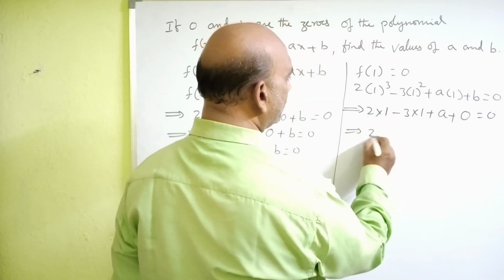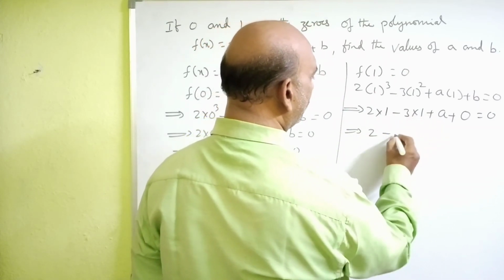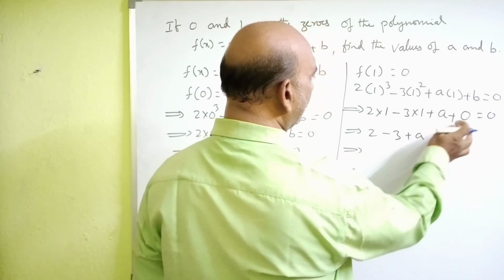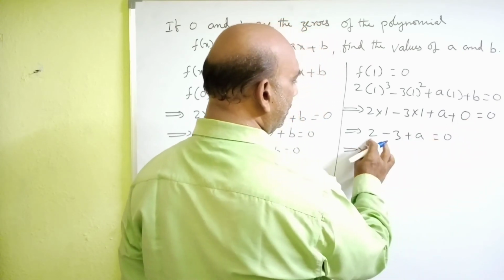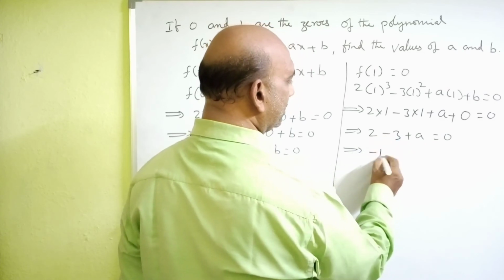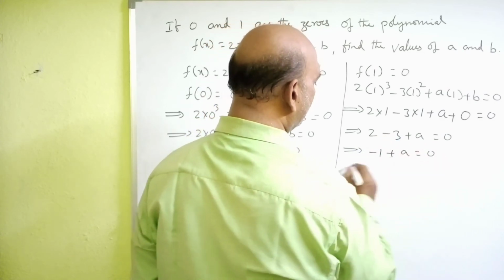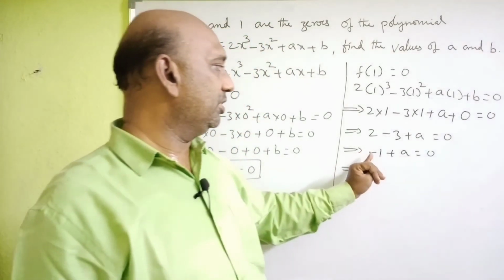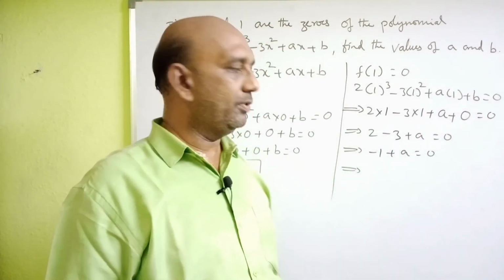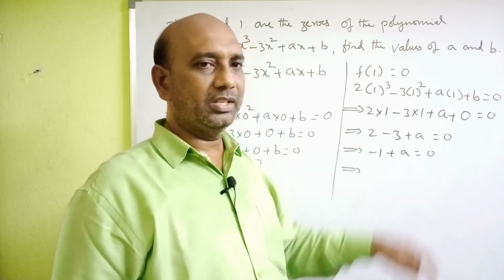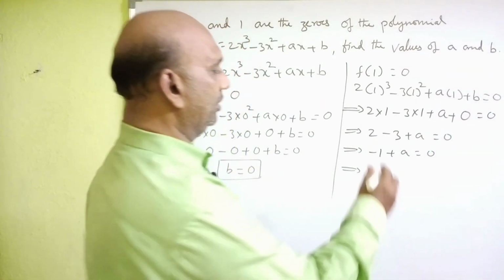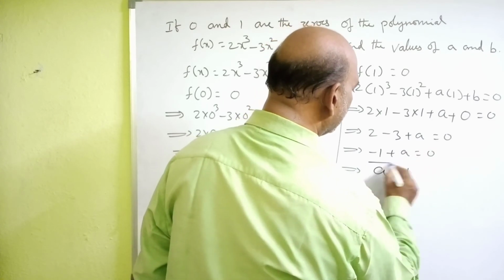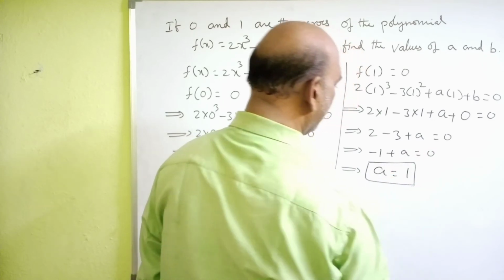Implies 2 ones are 2 minus 3 ones are 3 plus a equal to 0. No need to write this 0 again. So 2 minus 3 is minus 1 plus a equal to 0. So we want to get the value of a. That's why transpose this constant to RHS. If you transpose this minus 1 to RHS, it will become plus 1. So a is equal to plus 1. So this is the answer of a.